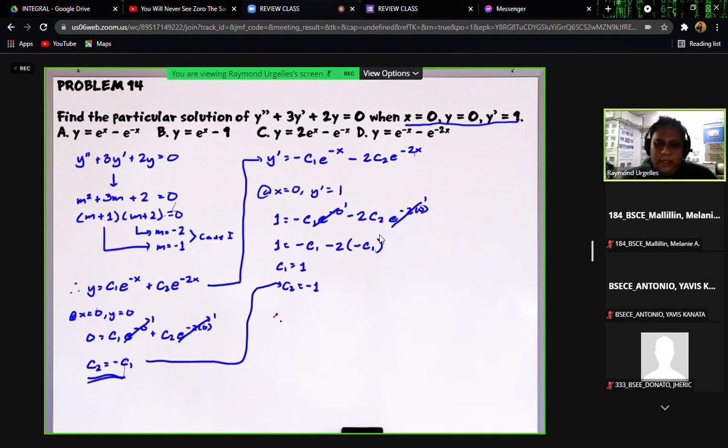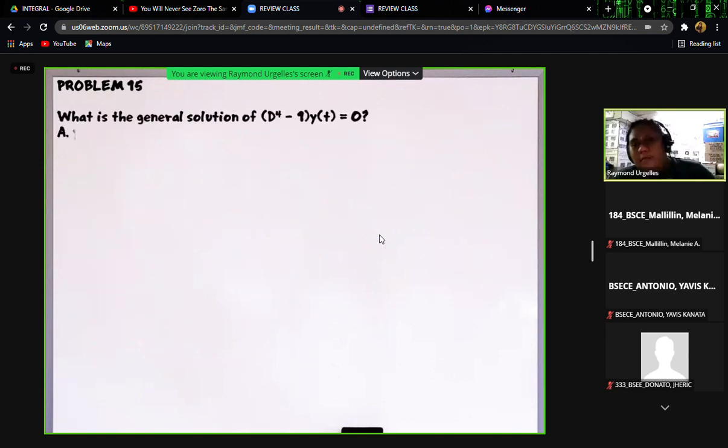So therefore, okay, yung equation natin will become e to the negative x minus e to the negative 2x. No? Okay. Again, y is equal to e to the negative x minus e to the negative 2x. Diba? So therefore, this is our final answer. No? So we have letter B. Okay? So any questions? Number 14. Okay. So next, number 15.